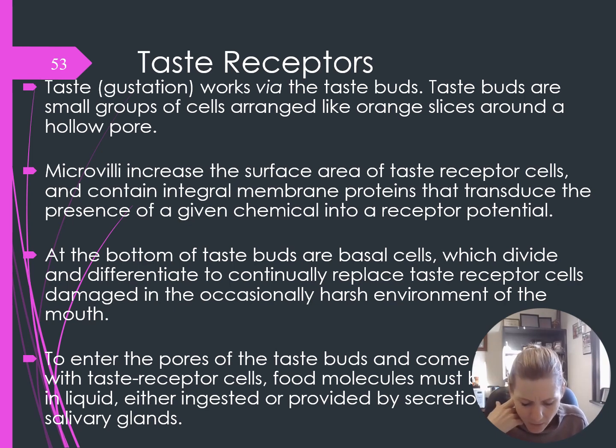Okay, so how does this work? To enter the pores of the taste buds and come in contact with those taste receptor cells, foods must be dissolved in liquid. So if we try to eat a dry cracker, we're not going to be able to absorb the taste without creating any saliva. So we either have to consume that with a swig of water or something like that, or we have to have some secretion from those salivary glands in order for us to be able to perceive those tastes.